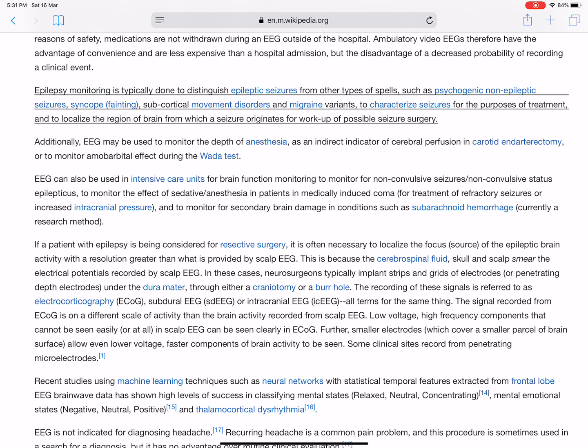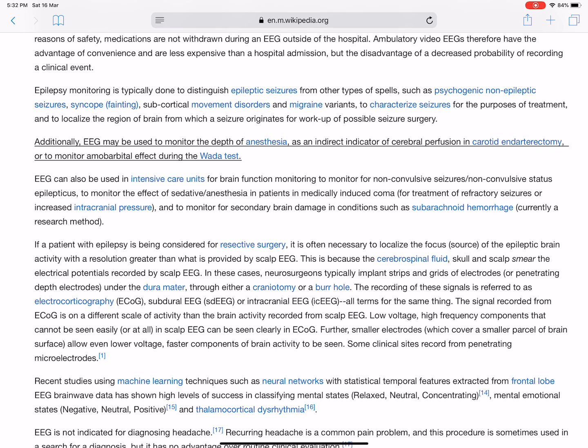Epilepsy monitoring is typically done to distinguish epileptic seizures from other types of spells, such as psychogenic non-epileptic seizures, syncope, fainting, subcortical movement disorders, and migraine variants, to characterize seizures for the purposes of treatment, and to localize the region of brain from which a seizure originates for workup of possible seizure surgery. Additionally, EEG may be used to monitor the depth of anesthesia, as an indirect indicator of cerebral perfusion in carotid endarterectomy, or to monitor amobarbital effect during the WADA test.